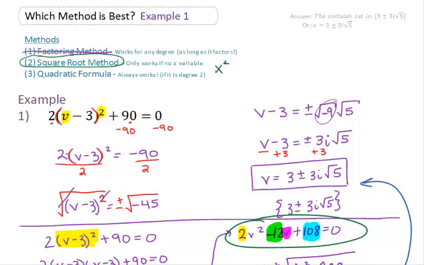Now this is where I'm going to stop this video, and in the next video I'll give you 2 more examples of trying to decide which method is best.